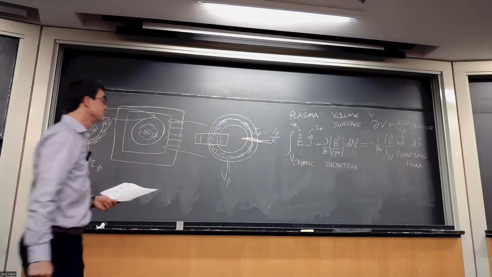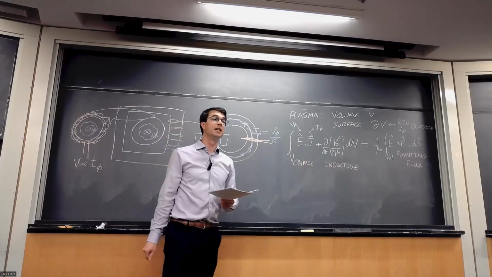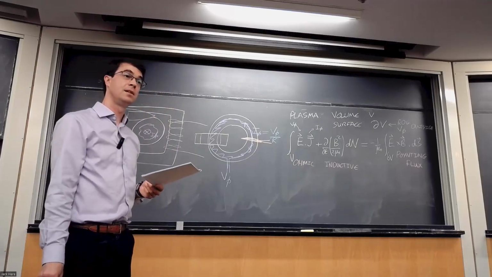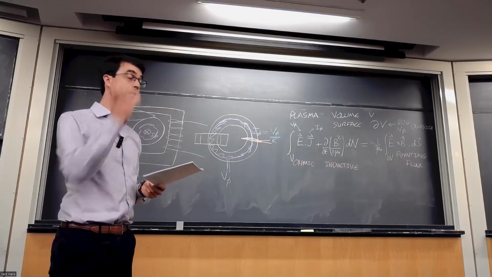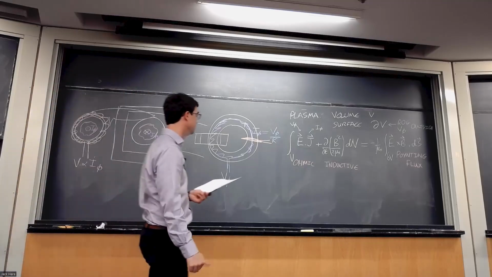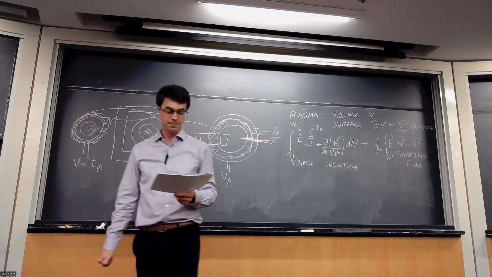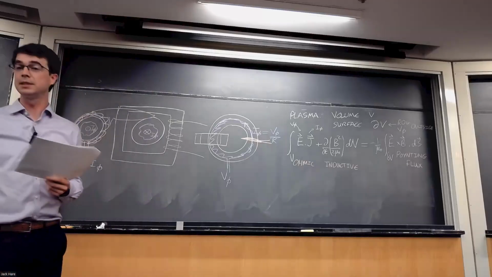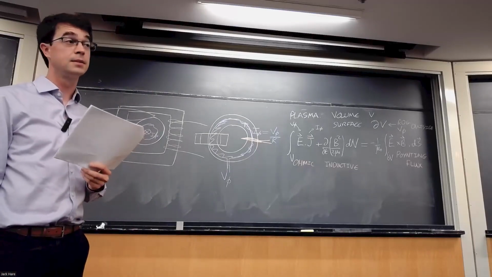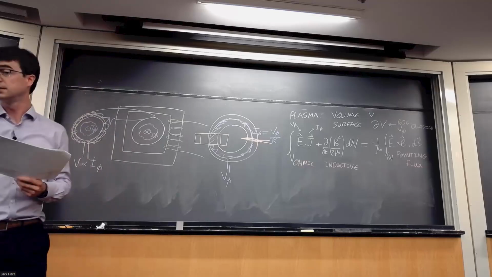If we counterwound the V phi, we would measure nothing. Yes, you could have two oppositely wound loops of V phi. Yeah, sure. Any questions from Columbia? Yeah, Grant.